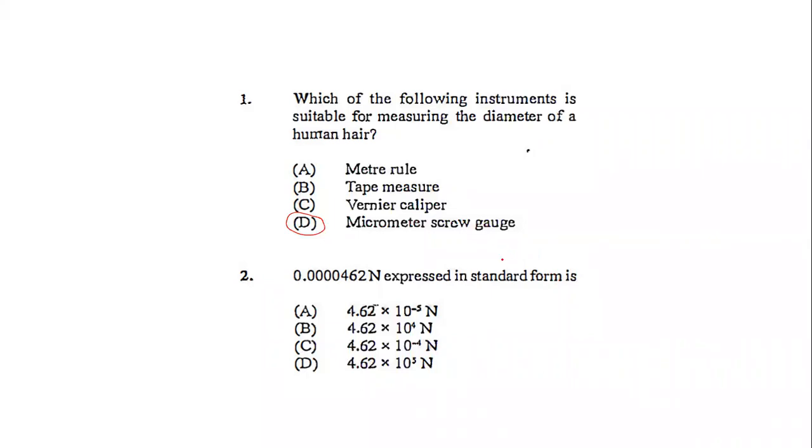Question two. Express this number here in standard form, and this is a very popular question in the exam. So we just move our decimal point 1, 2, 3, 4, 5 places. So it is 4.62 times 10 to the minus 5, which is A. All right, so these two are simple. I see everybody, or most persons who send in the answers, getting that correct.